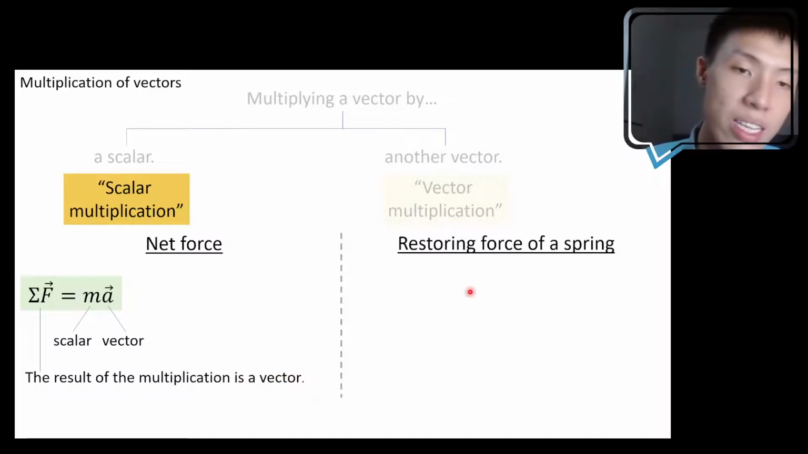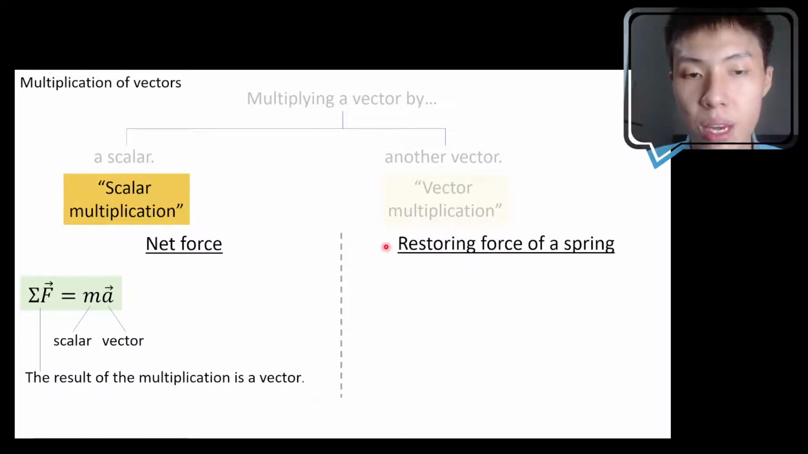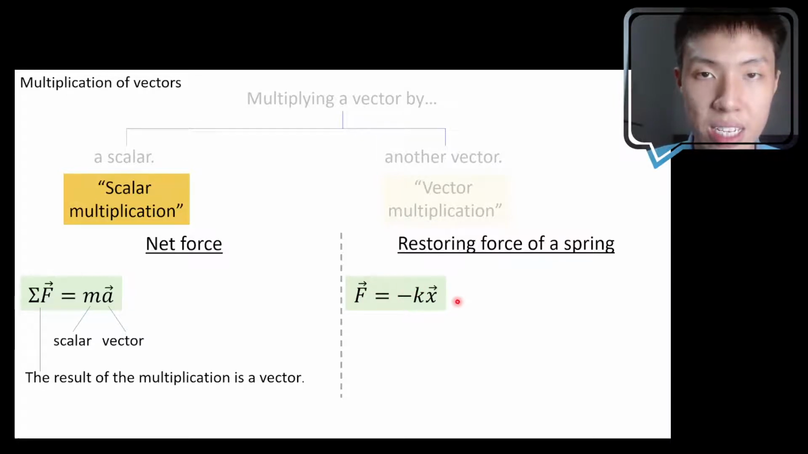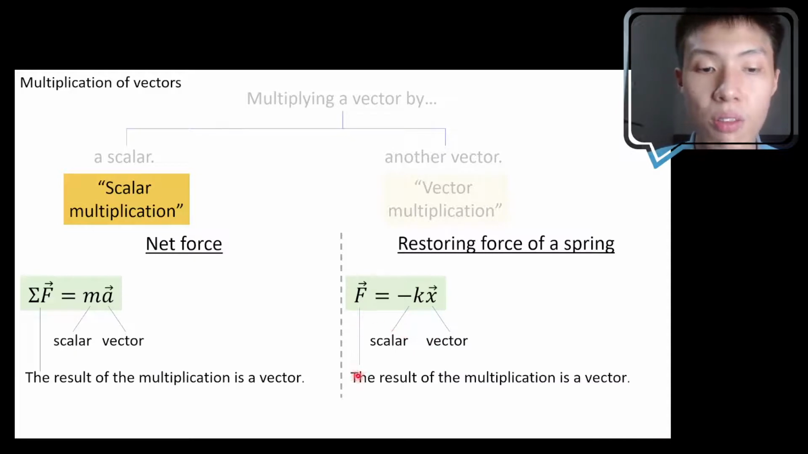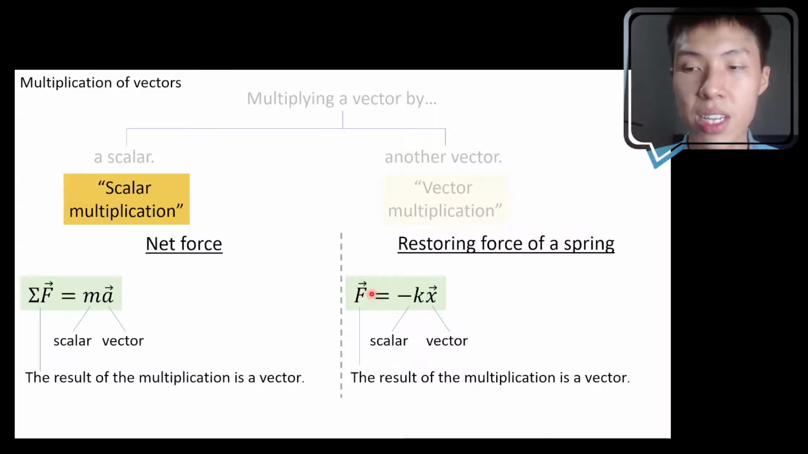Let's look at another example: the restoring force of a spring. The formula is F equals negative kx. As you can see here, x is a vector, and k here is the spring constant. The spring constant has no direction, so it's just a scalar value. If you multiply a vector with a scalar, the result of our multiplication is a vector. So this is the first characteristic that we can see: if you multiply a scalar with a vector, the result of the multiplication will be a vector.